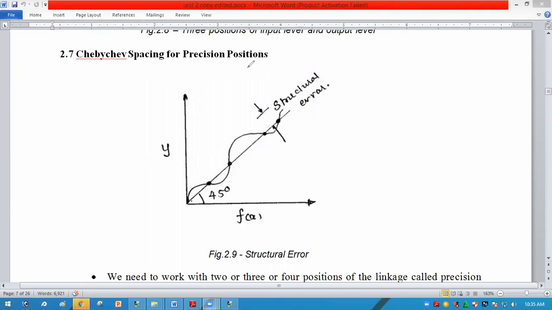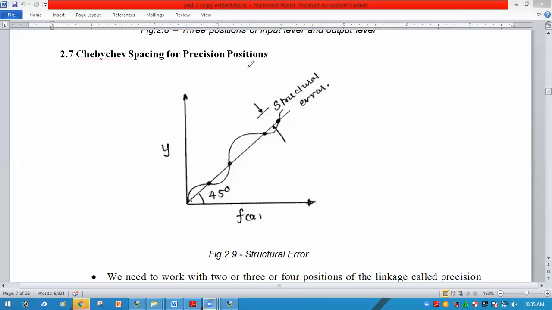So this is the Chebychev spacing for precision positions. Precision means repeatability. It means for a particular experiment, repeated 100 times, we should get the same values. That is the precision: how close the values are to each other. So precision is related to repeatability. Even though it is not accuracy, if all the values are close together, then it is precision.